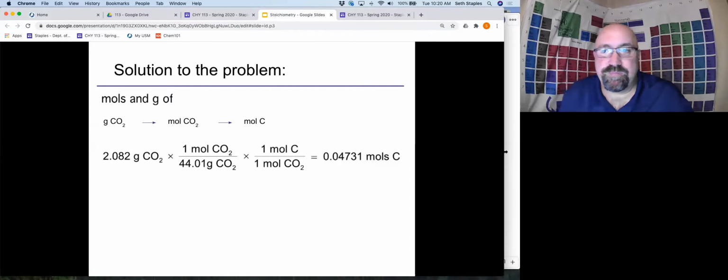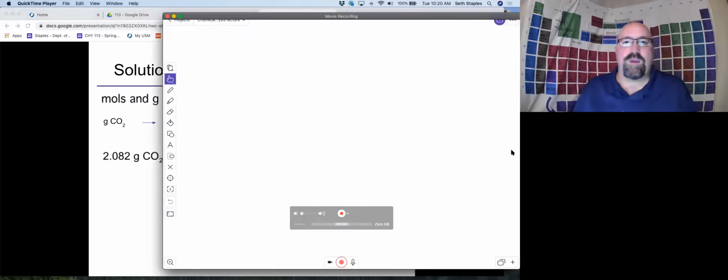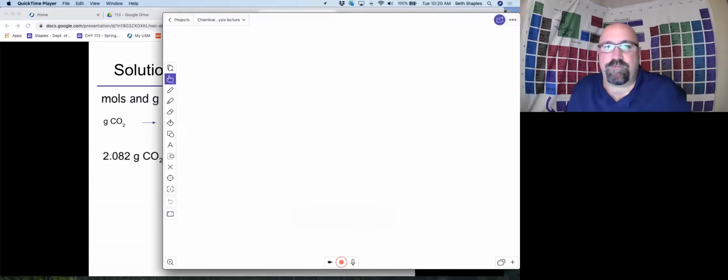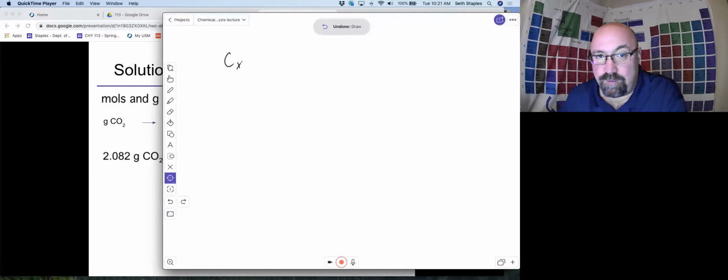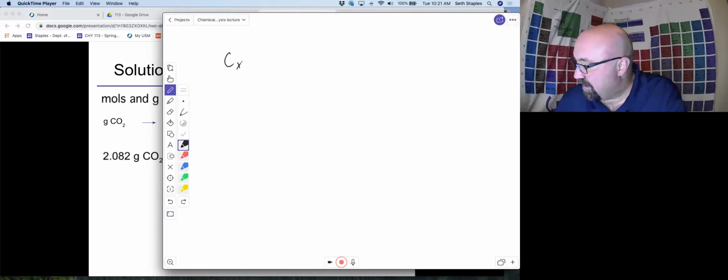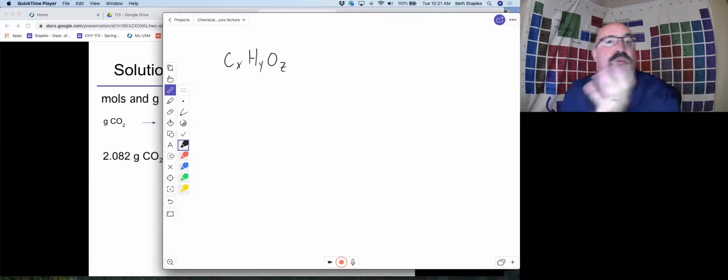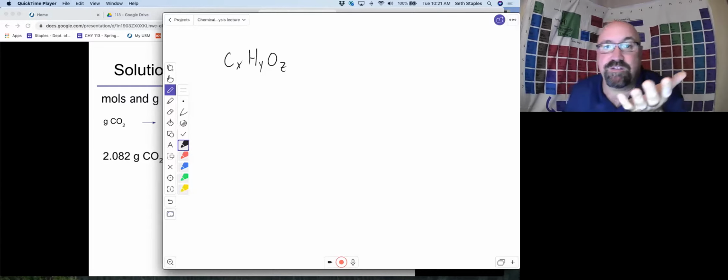Okay, and we're back. Let's take a look at our general formula for this combustion reaction. We have an unknown hydrocarbon, so we're just going to use X, Y, Z. We know that it has carbon, but we don't know what the subscript is. We know that it also contains hydrogen, but we don't know that subscript. We know that it also contains oxygen, but we don't know that subscript either. So that's what we're trying to find: our X, Y, and Z.